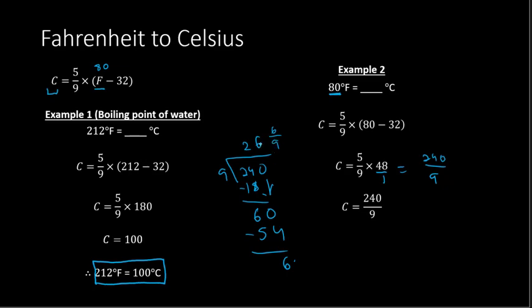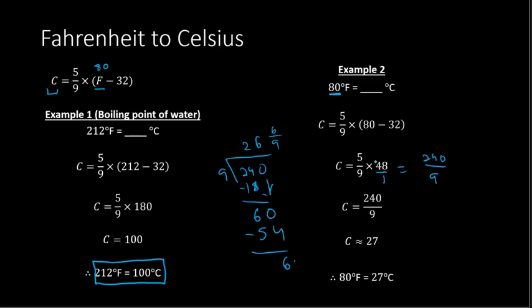And if we round this, we could round to the nearest whole degree, typically. So this would round up to 27, because 6 ninths is greater than half. So 26 and 6 ninths would round up to be approximately 27 degrees. So we have found that 80 degrees Fahrenheit is equal to approximately 27 degrees Celsius.